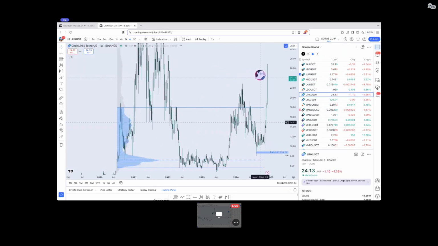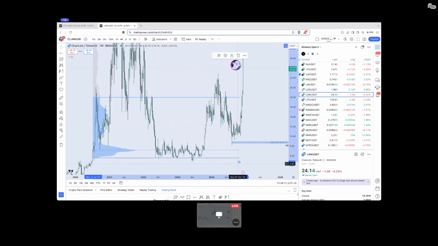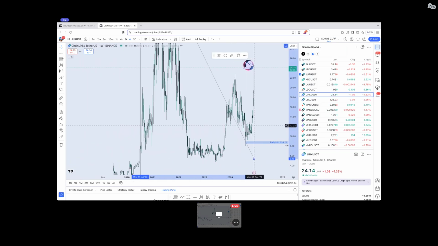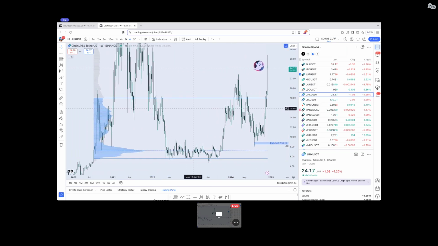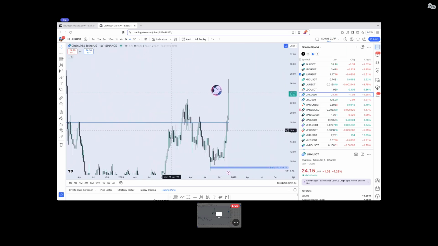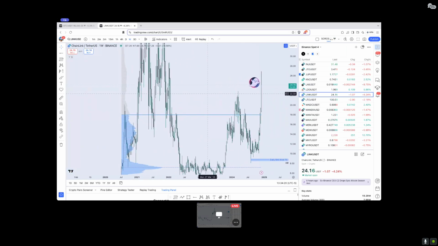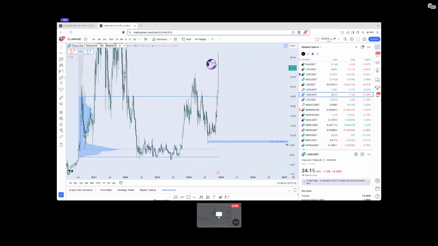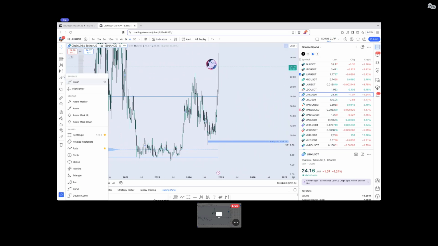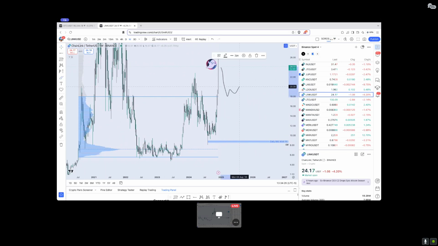Damn, Link broke out too. So on Link, you want to see, again, a retest of value area high, and that would confirm the breakout. I'm going to set an alert on this one. This one looks interesting.